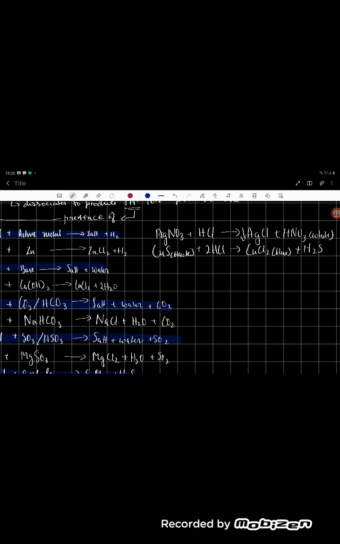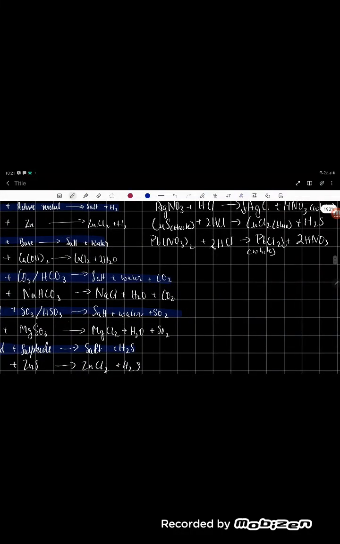Now another one is thiosulfate. This is for reference. Oh, there's another one. Wait. So Pb(NO3)2 plus 2HCl gives you PbCl2 plus 2HNO3. PbCl2 is white and it is soluble in warm water but insoluble in cold water.